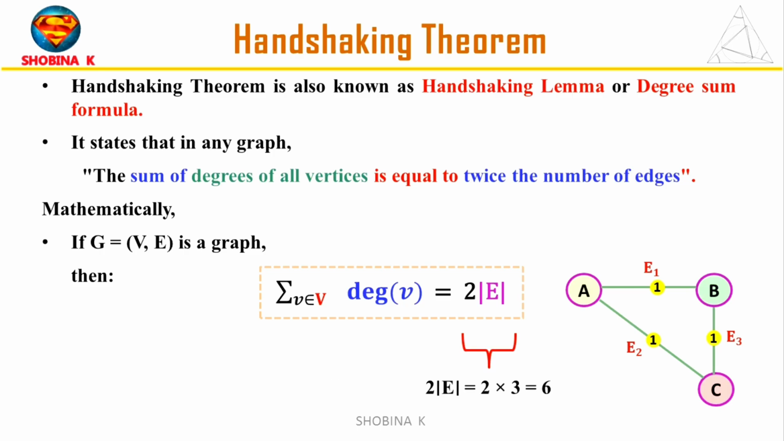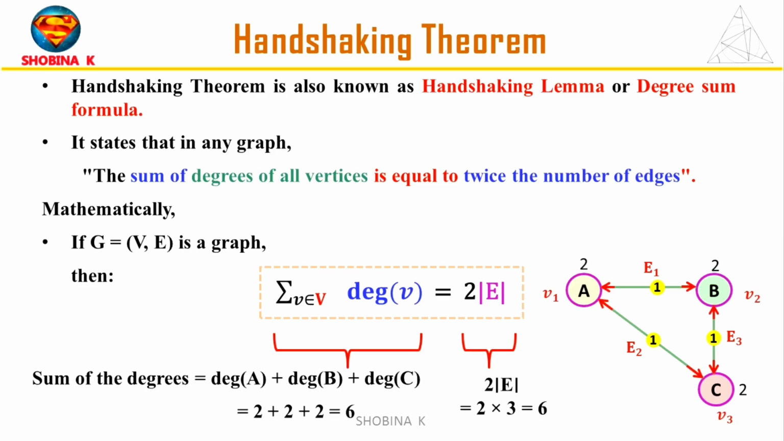Substitute the value in the formula. So the expression 2E evaluates to 6 when E is 3. The sum of vertex degrees is 6, which matches twice the number of edges, which is also 6. This confirms that the handshaking theorem holds true for this graph.